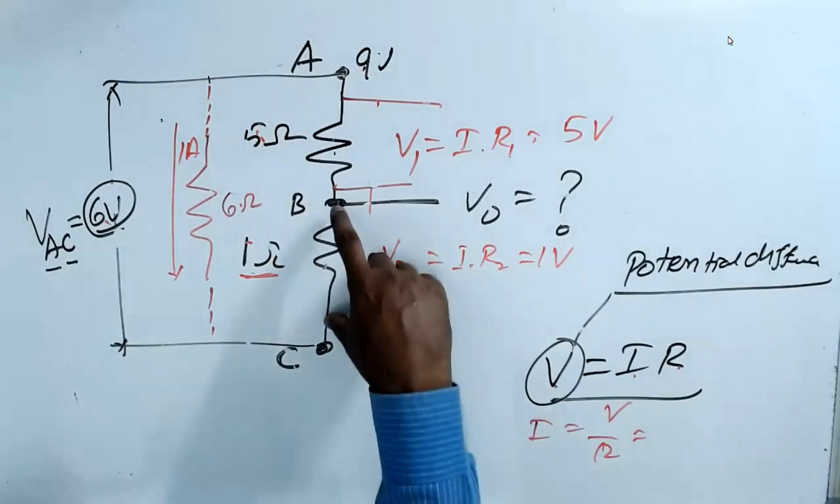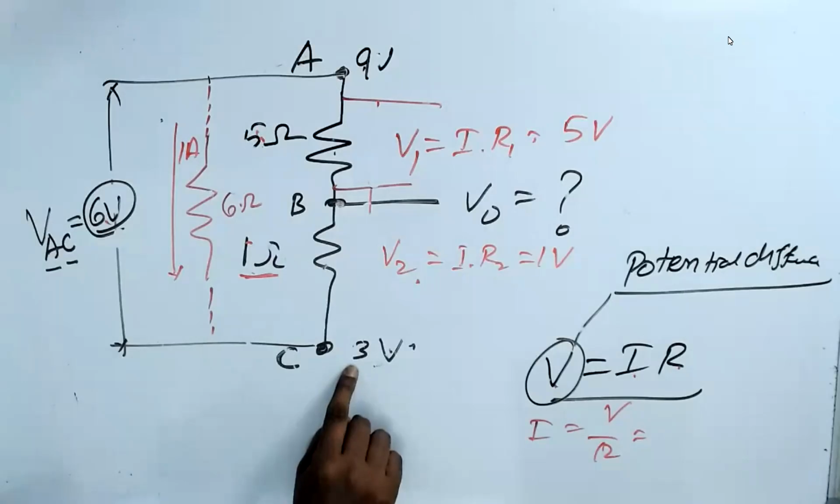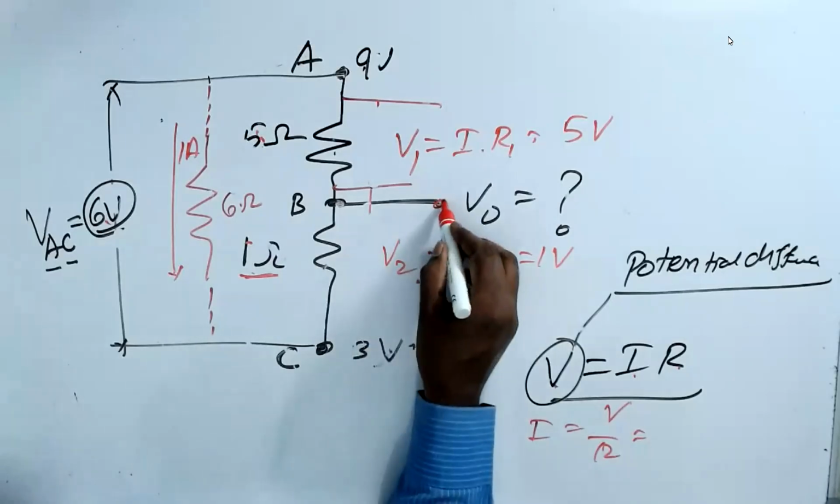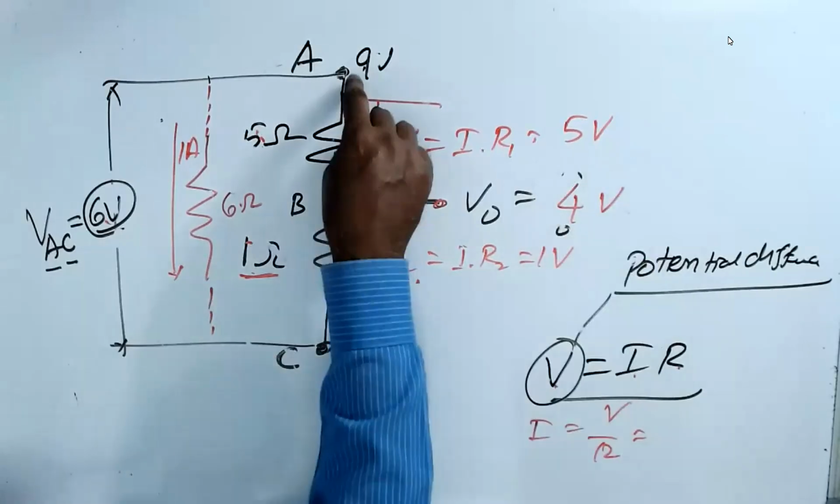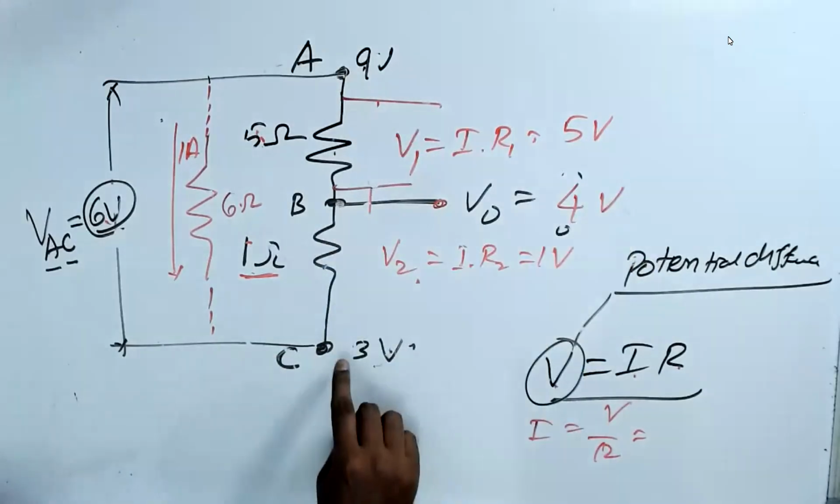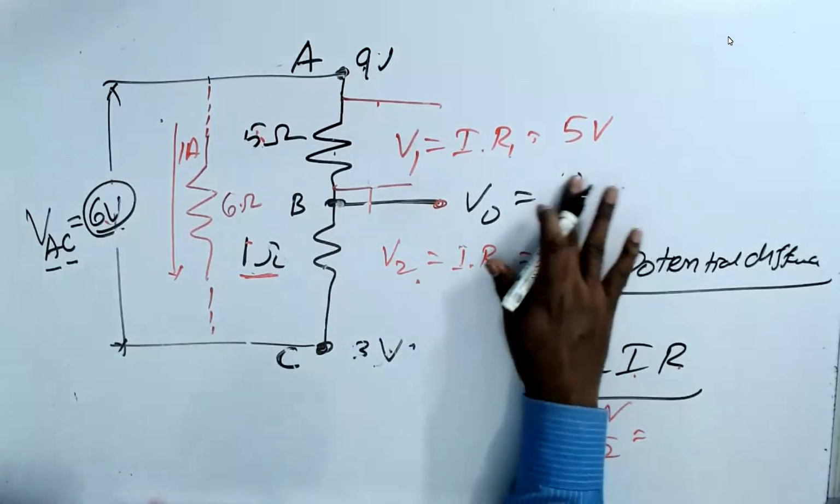Now, across the resistor is 1 volt. This point is 3 volts. So this point is 4 volt. Either you can say 9 minus 5 or 3 plus 1. So V naught is equal to 4 volt.